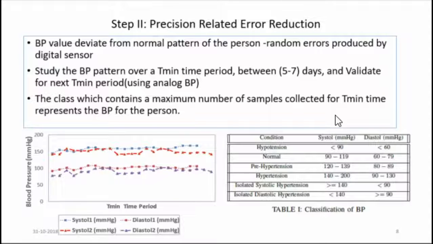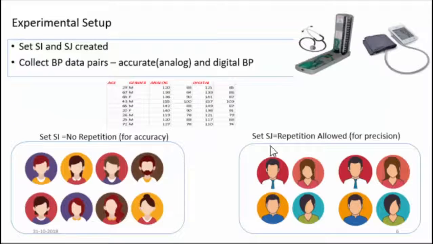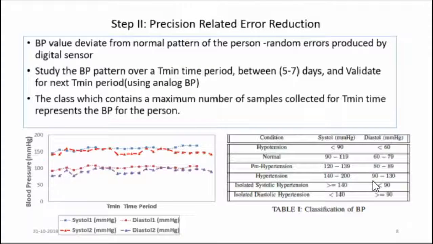The second step is we take the BP of the person in such a way. First, we have to develop a model to reduce the precision related error. We have to develop a model so that we use this group for precision reduction.